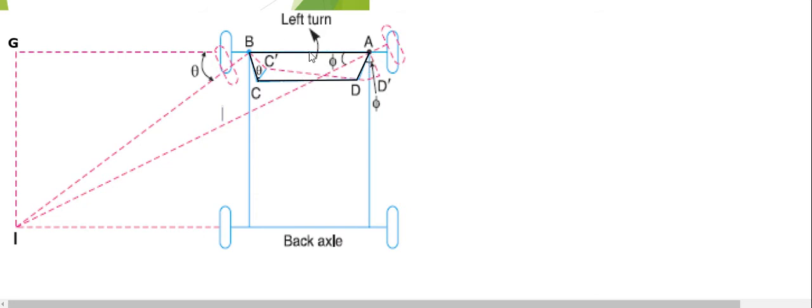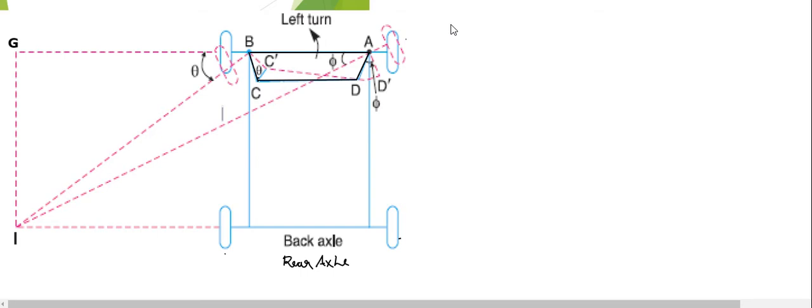This is a vehicle taking a left turn. So B is our inner front wheel, and this wheel is our inner rear wheel. And A is our outer front wheel, and this wheel will be our outer rear wheel. This is known as the back axle, but the general name we use in automobiles is not back, it is called the rear axle. That is the technical name. Back is also correct, but in engineering terms we call it a rear axle, and this a front axle. So this is the Ackermann mechanism.